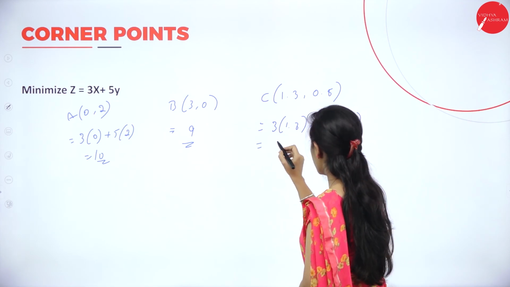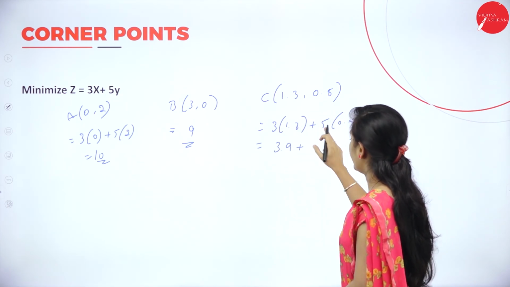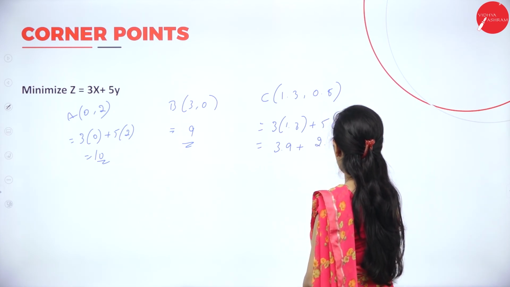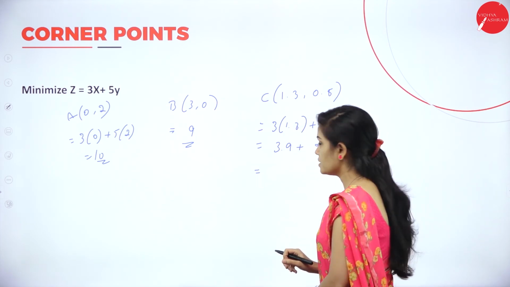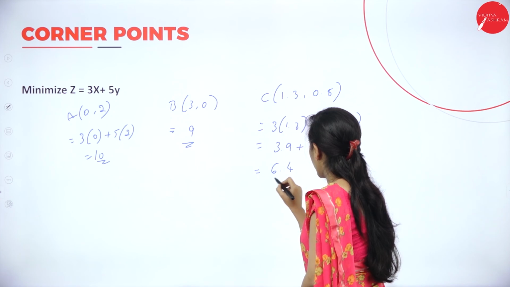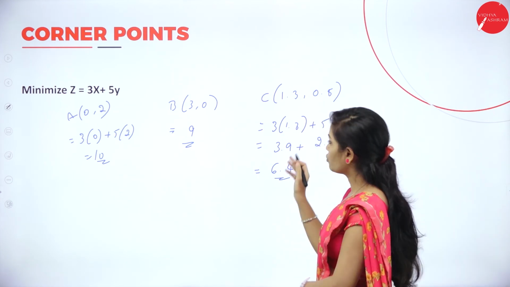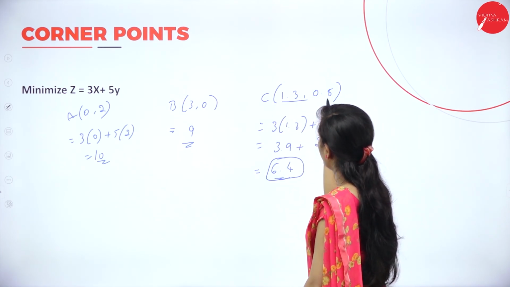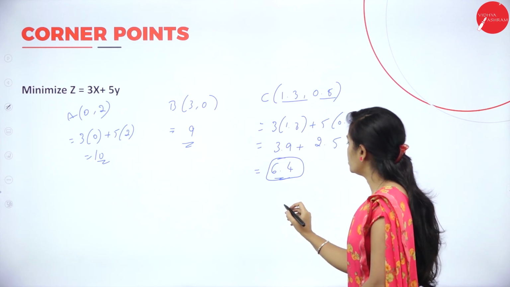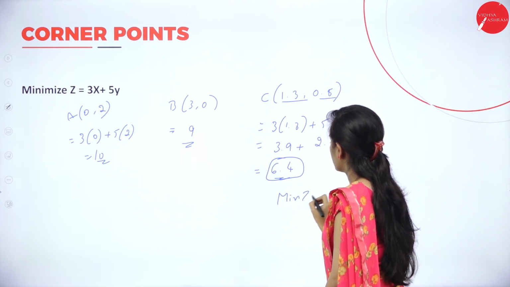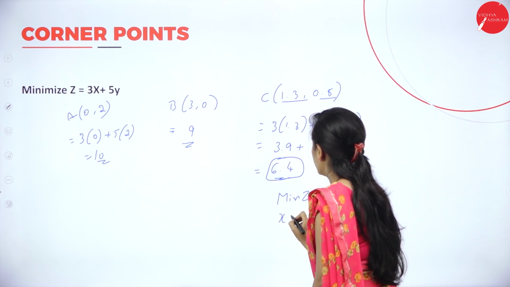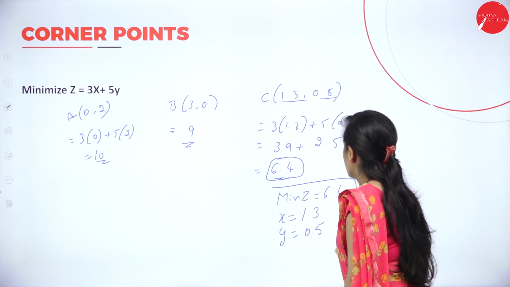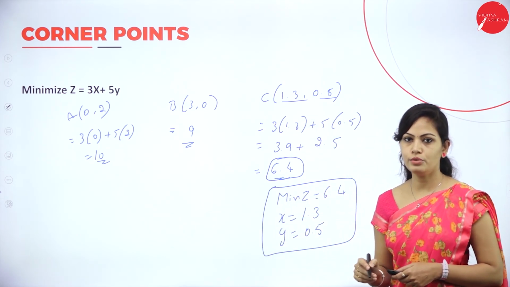And 3 into 1.3 plus 5 into 0.5. 3 into 1.3 is 3.9 and 5 into 0.5 is 2.5. Then add these two values, so you will get 6.4. Out of these 3 values, the minimum value is 6.4. It comes at x is equal to 1.3, y is equal to 0.5. So min z is equal to 6.4 at x is equal to 1.3 and y is equal to 0.5. This is your minimum value for this solution.